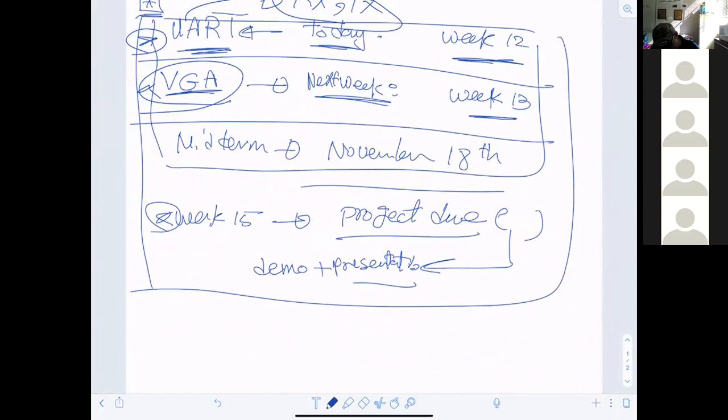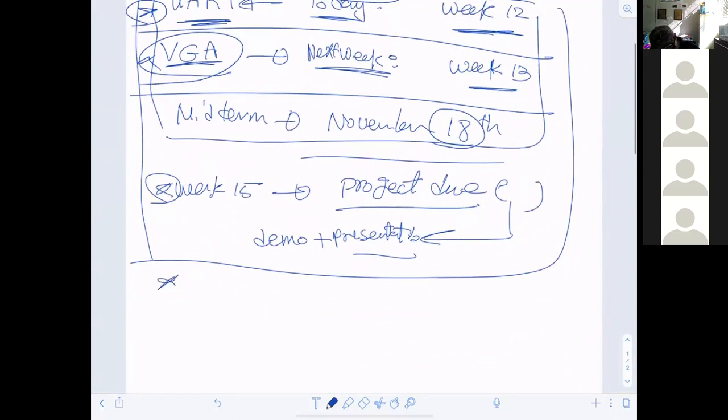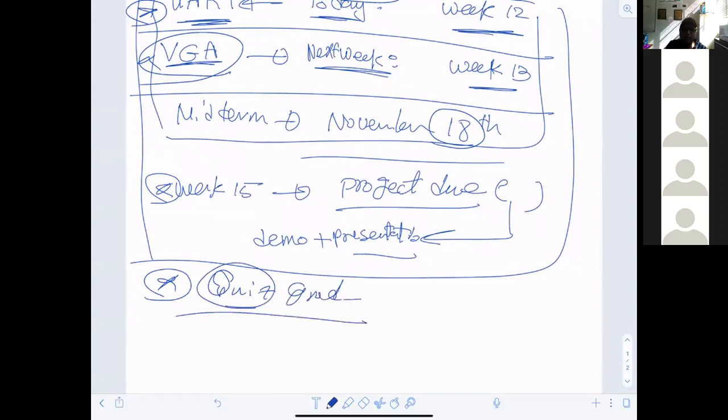And the midterm is going to be on the 18th. The midterm is also going to be in grade school. We're going to have the whole entire day. What is needed from me is that I have to give you the quiz grades. I'm going to work on grading all of the quizzes this weekend, because I'm busy these days with some work with NASA.